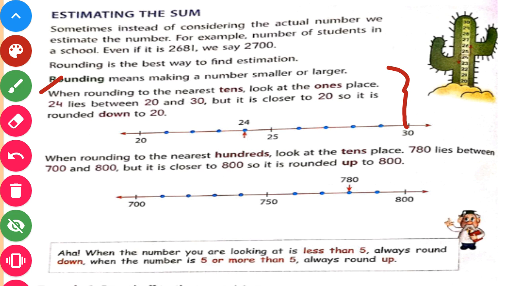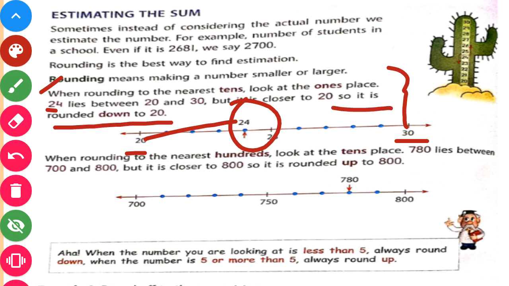Here in your book, 24 is taken as an example. 24 lies between 20 and 30. Yes, that is true. But it is closer to 20, isn't it? That's why it is rounded down to 20. So there are two things, rounded down and rounded up. Here 24 is rounded down to 20.